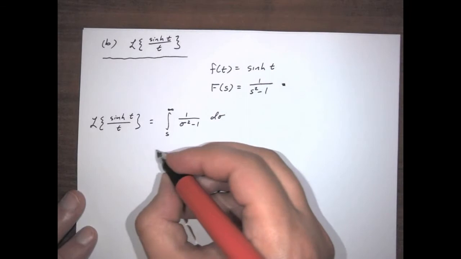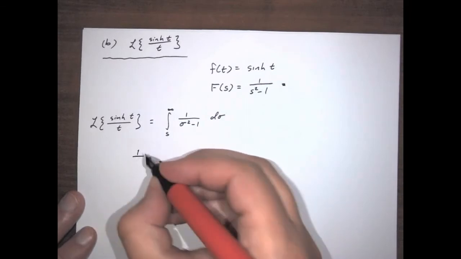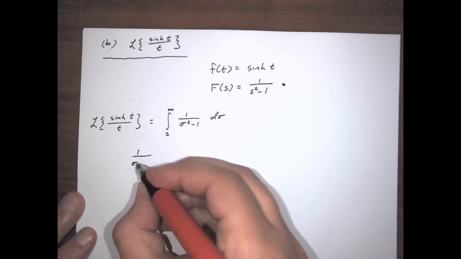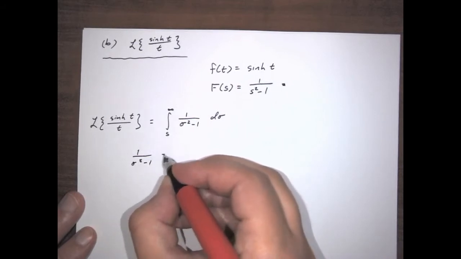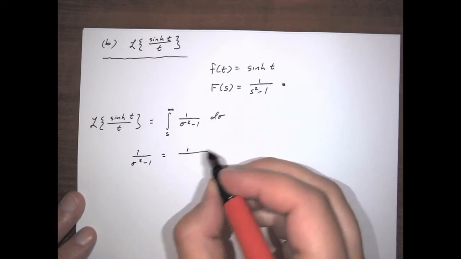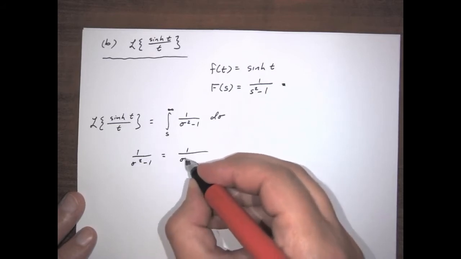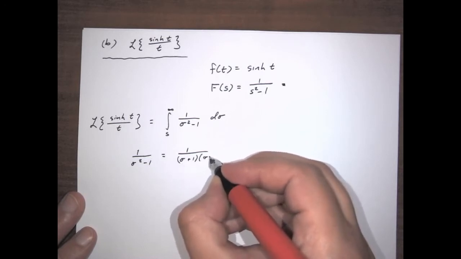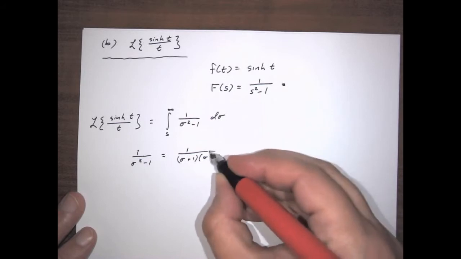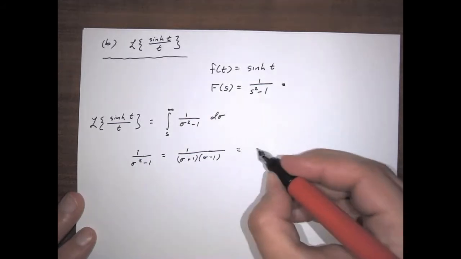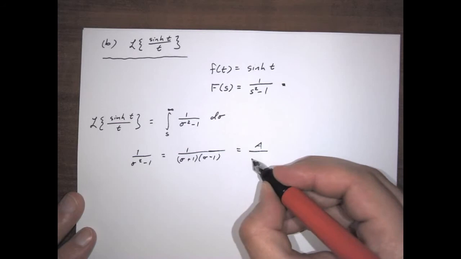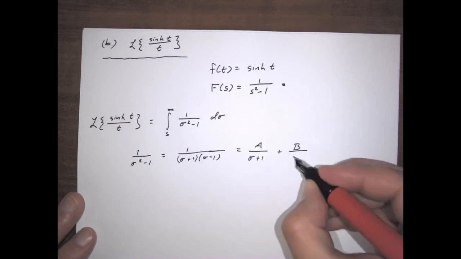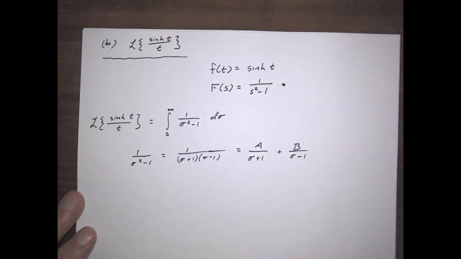Now here we are going to need to deal with this in one way or another, and in particular partial fractions would be the most common method employed here. So 1 over sigma squared minus 1 is the same as 1 over sigma plus 1 times sigma minus 1, which we can, by partial fractions, assume is equal to a over sigma plus 1 plus b over sigma minus 1.